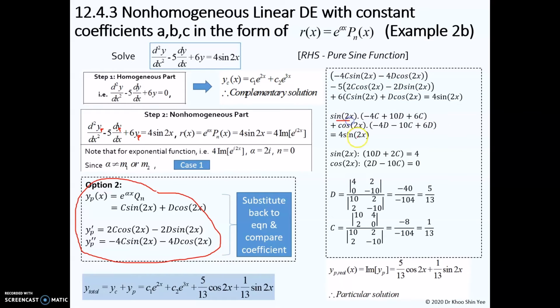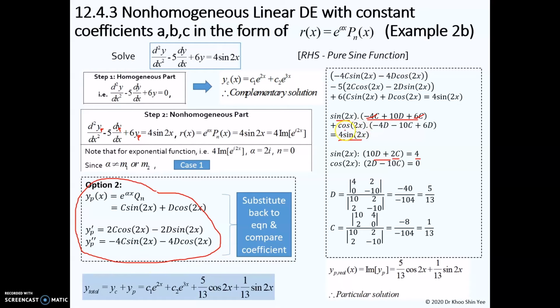Then we compare the coefficient for the sine 2x. On the left hand side, this is the coefficient, and negative 4c and 6c here can be simplified into 2c. So on your right hand side, the coefficient is 4.